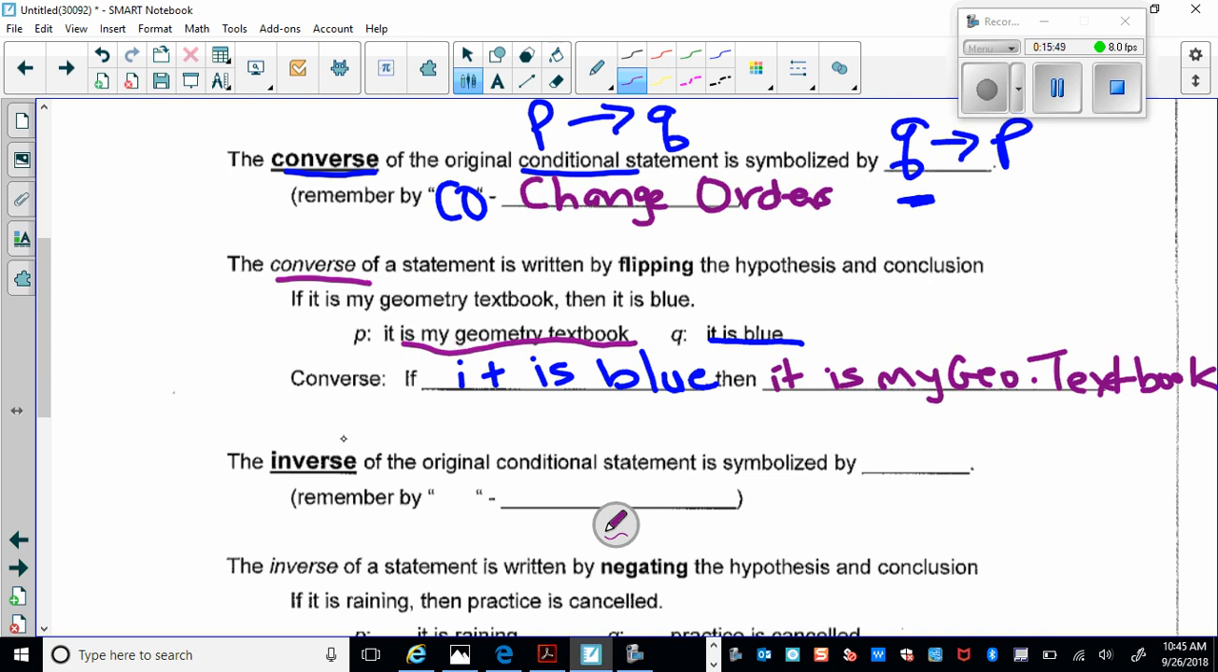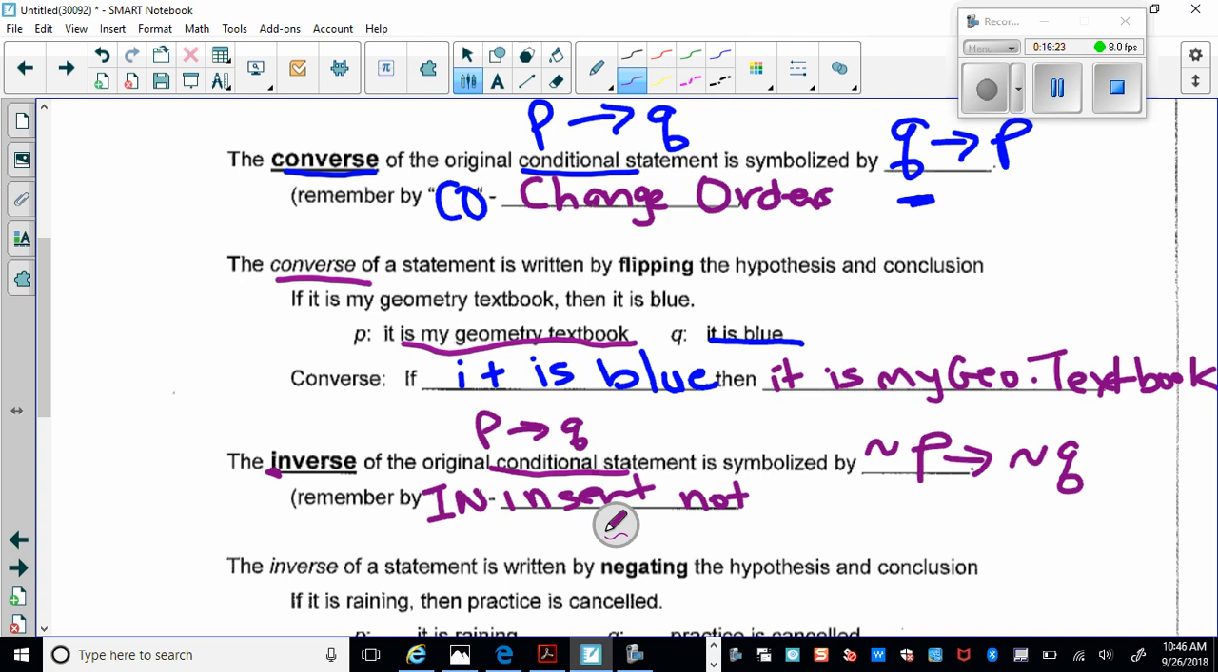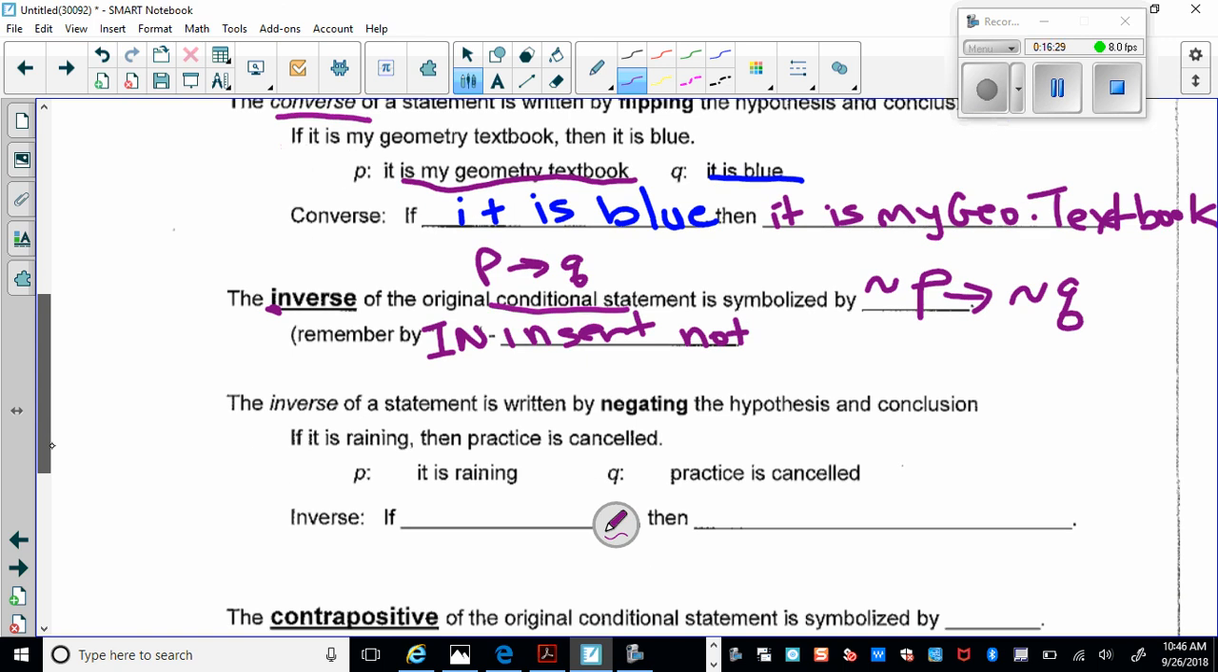The next one is asking you to write the inverse. So you're going to look at the first conditional statement that has P and Q. That's the first conditional statement. When you do the inverse, you're negating both: negating the hypothesis, negating the conclusion. Inverse starts with IN, and the I represents insert not, or negate the whole statement. This one is the easy one because all you do is make it opposite.